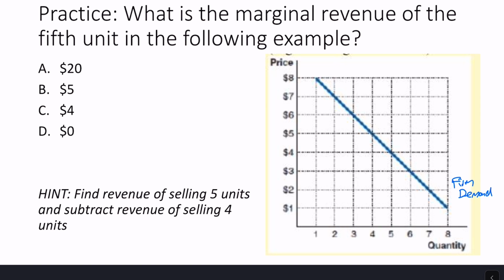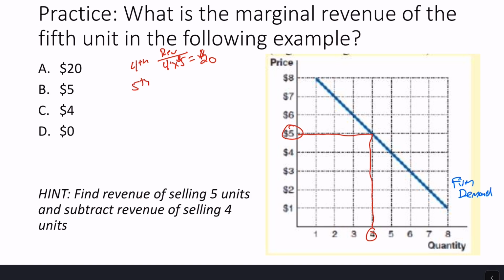Great. So let's find the revenue of that fourth unit first. So for our fourth unit, our revenue then, it's going to be P times Q. If you sell 4 units, come up to the demand curve, come up to your price. You can sell those 4 units at $5 each. So we have 4 units times $5 equals $20 in revenue.